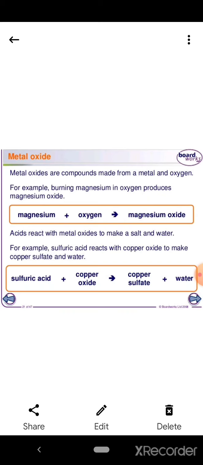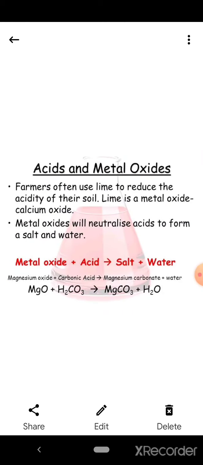Now when an acid reacts with metal oxides it makes a salt and water. For example, sulfuric acid reacts with copper oxide to make copper sulfate and water. Sulfuric acid means H2SO4 plus copper oxide, CuO, gives you copper sulfate and water. So in these reactions we know that metal oxides react with acids to give salts and water. Similar to the reaction of a base with an acid, metallic oxides are said to be basic oxides.